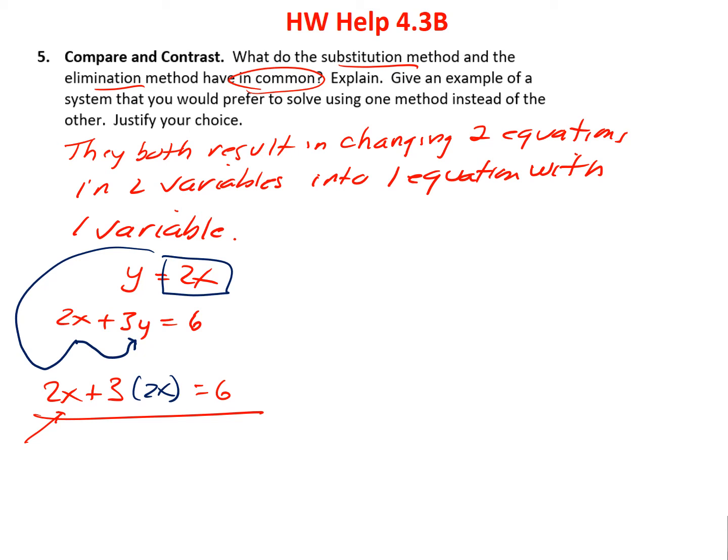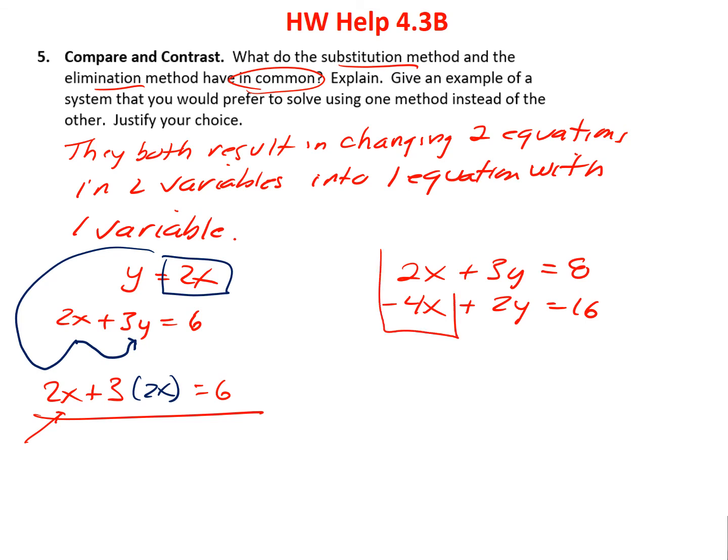Other equations, though, if you have something like 2x plus 3y equals 8, and then something like, let's say, minus 4x plus 2y equals 16. Here, if we wanted to solve for one of these, it would be a little more work. We'd have to move one over and divide. So it's not as easy to substitute.